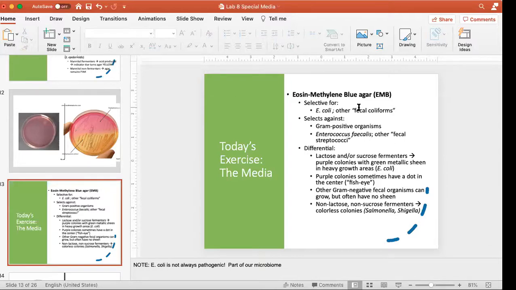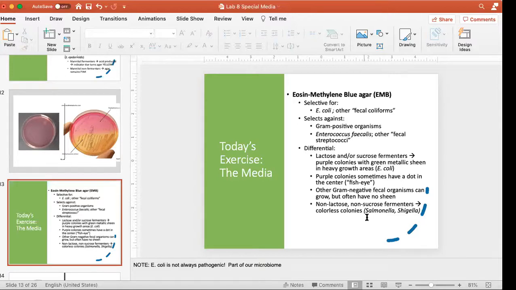Other gram-negative fecal organisms, other ones that can ferment these sugars, they're going to turn purple, but they won't have that green color associated with them. Now, there's one other thing to know about EMB. There are some gram-negative fecal organisms that cannot ferment lactose or sucrose.